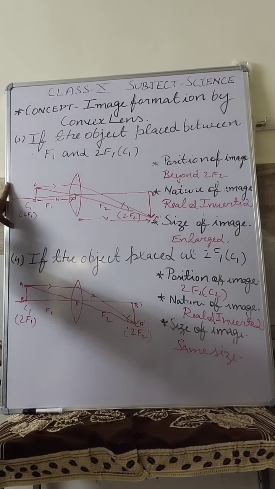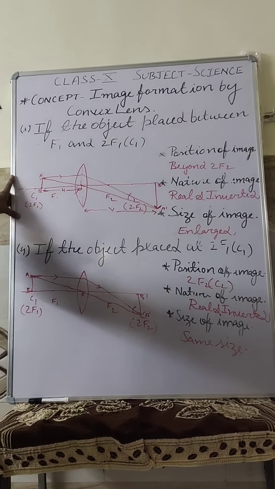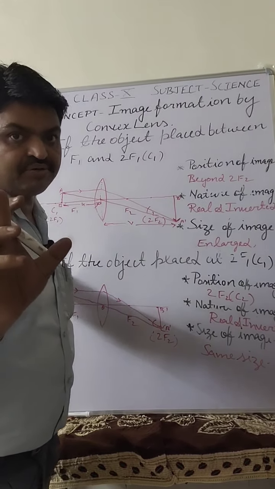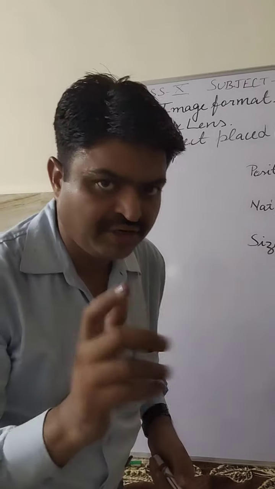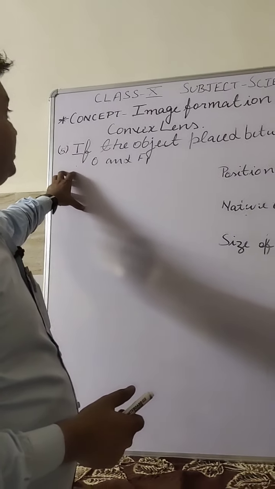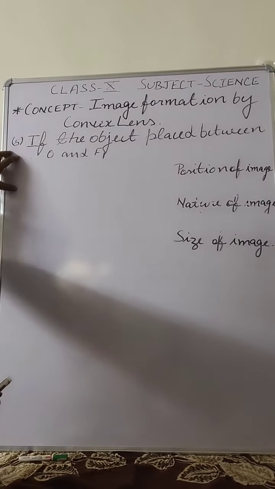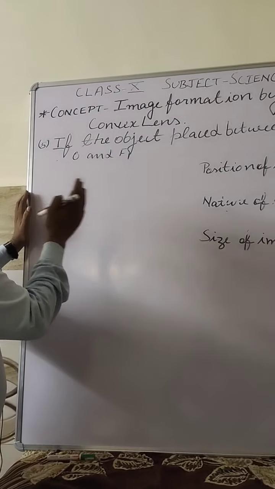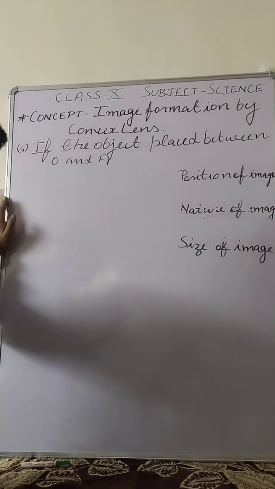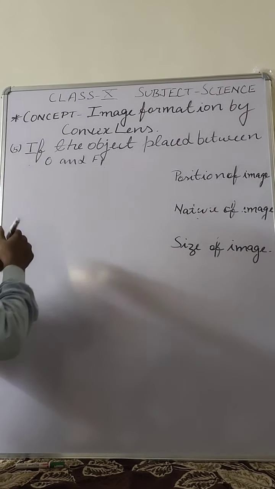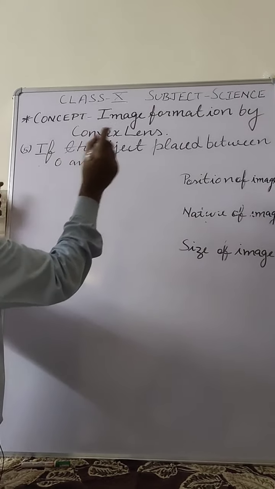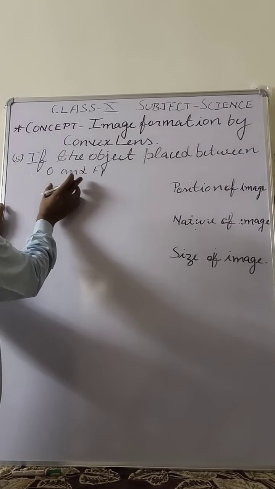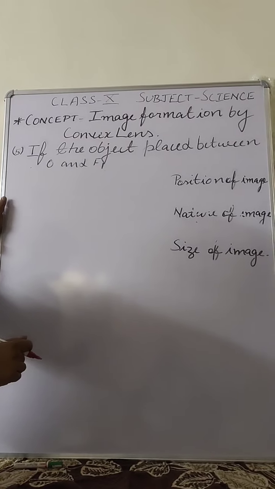Now we will discuss the next ray diagram. That is the most important ray diagram, student, because it is the exception. In this, the image will be formed in front of the lens. So, at which condition will the image be formed in front of the lens? If the object is placed in between O and F1.